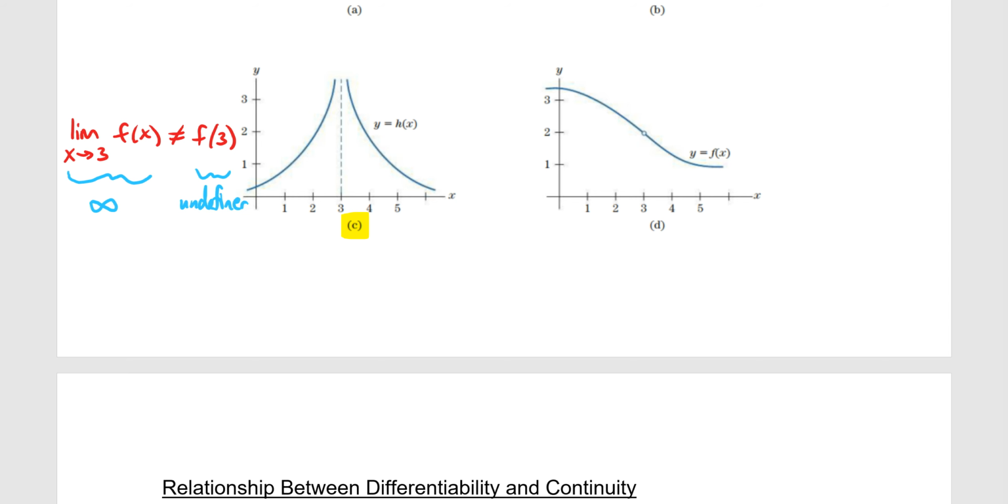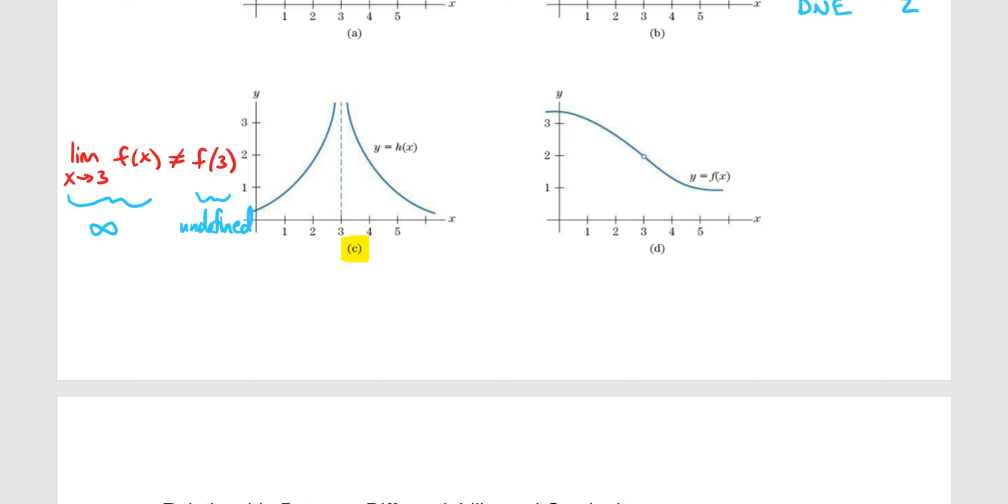So typically for limits, if they don't exist, you say does not exist. For a function evaluated at a number, we say undefined. So since one of them doesn't exist, one of them is undefined, automatically this is discontinuous at x equals 3.